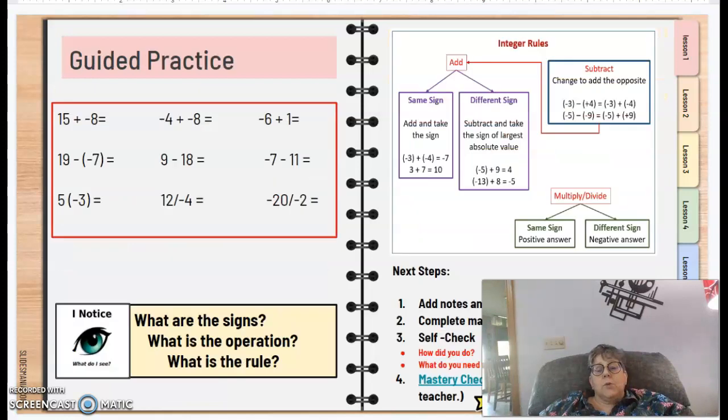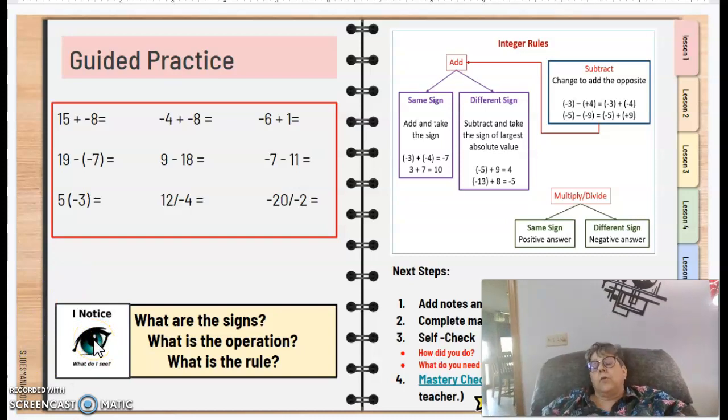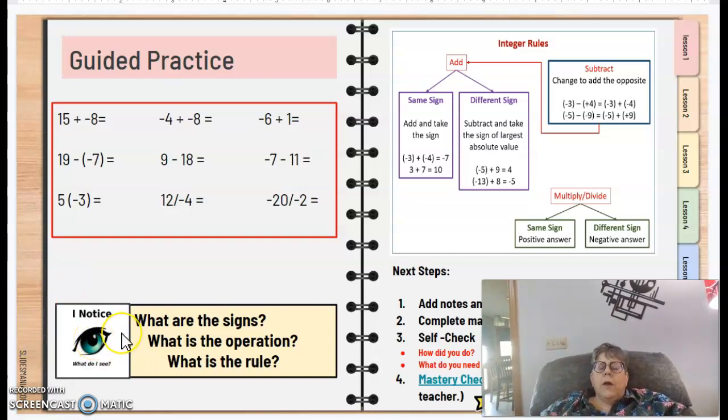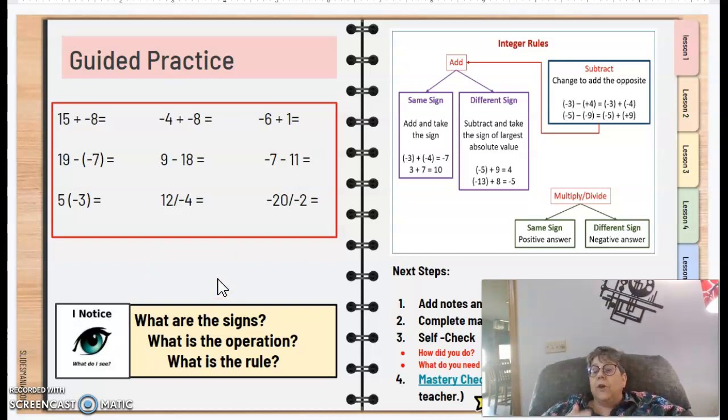So now we're going to move on to a little bit of practice. What I want you to do is notice. Notice is our key phrase for Algebra 1. Every lesson I'm going to ask you, what do you notice? What do you see? Patterns, similarities, differences. Once you identify those, it's very easy for you to figure out the procedure for solving.